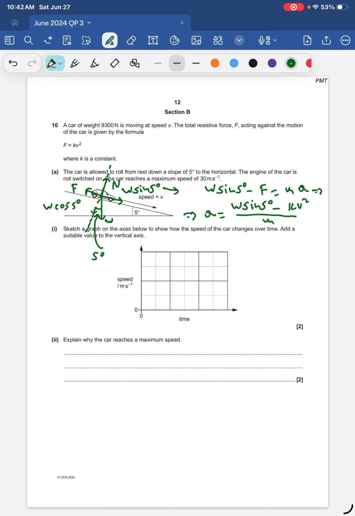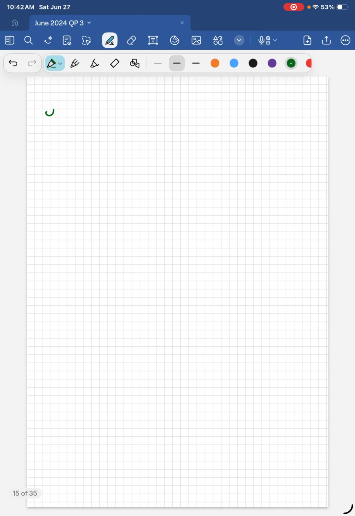Okay, so what does this equation tell us? Let's go to the back and study it. So a is mg sine of 5 degrees minus kv squared over m. Those of you who are going to study engineering or physics will learn how to actually integrate this equation to find the velocity. Because you see we have the velocity here, and acceleration is dv over dt, so this turns into a nice differential equation that you can solve, but this is beyond the scope of an A-level lesson.